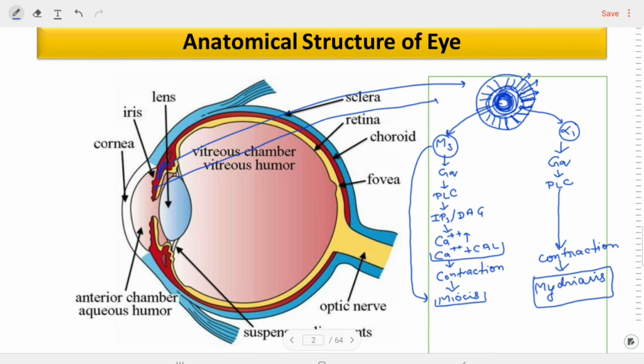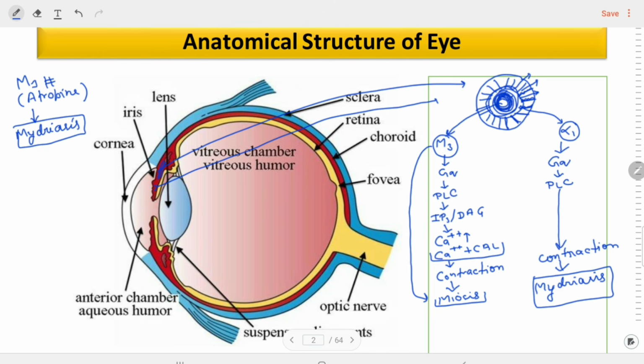Another thing: suppose we block the M3 receptors. The most common drug which causes blockage of the M3 receptor is atropine. So what will be the effect of atropine? The drugs which activate the M3 receptor cause miosis, and this time a drug like atropine, which blocks the M3 receptor, will cause mydriasis. It is the opposite action: mydriasis.